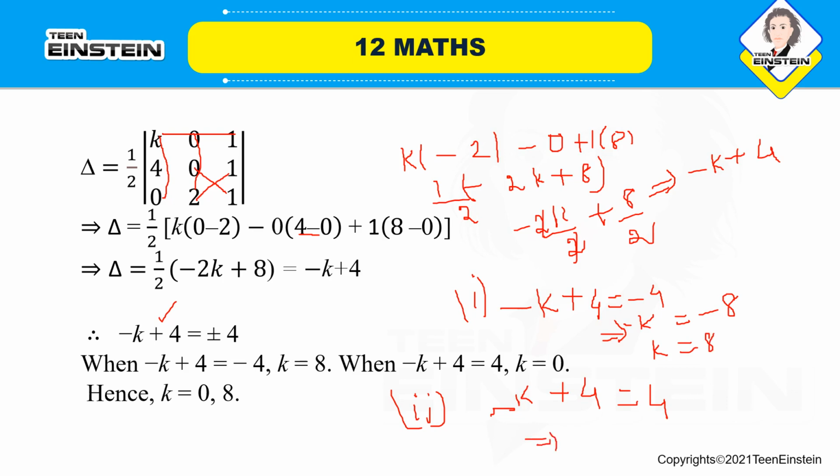And from the second we get minus k is equal to 4 minus 4. If you bring this 4 to the other side, that is to the right hand side, it becomes 4 minus 4, which is 0. Therefore the k value is 0. So we are getting two different values for k. One is 0 and another one is 8. Okay, so we have got the values of k here.